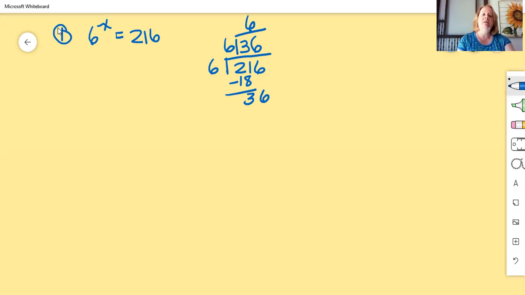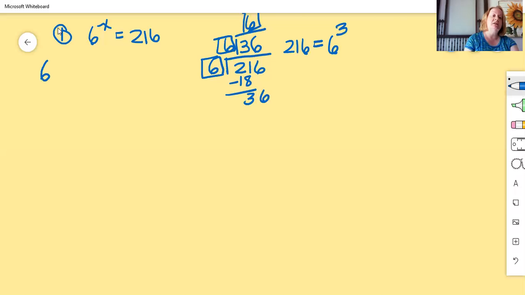So there's 1, 2, 3 6s here. So 216 equals 6 to the third power, because we have a 6 here, a 6 here, and a 6 there. There's 3 of them. So now we can rewrite this exponential equation. So 6 to the x is going to equal 6 to the third, and so x is going to equal 3. Okay? So number 2, let's try another one similar to that.